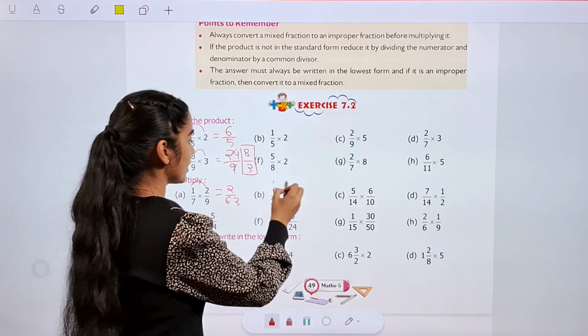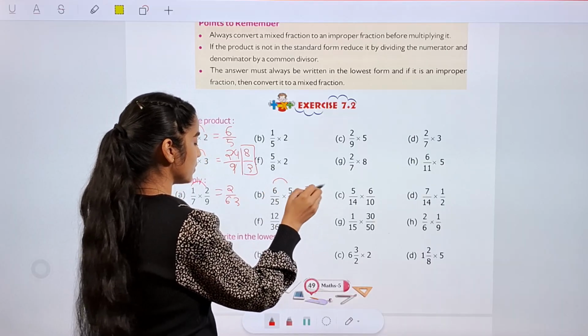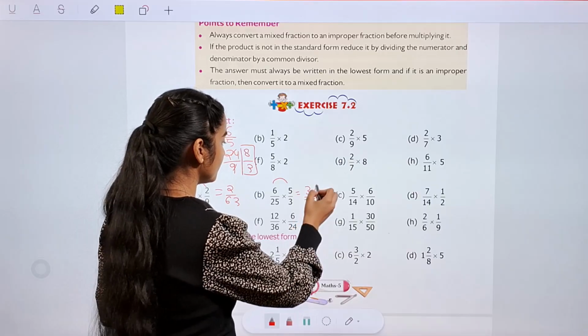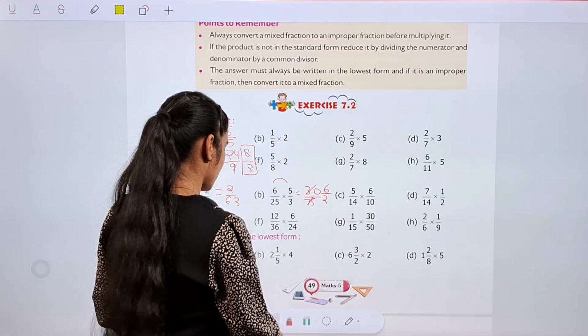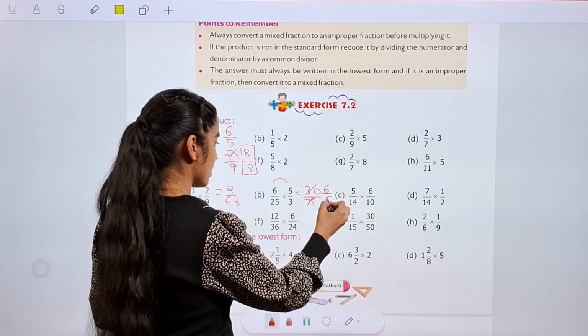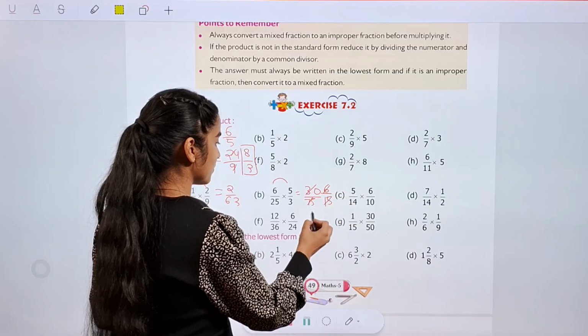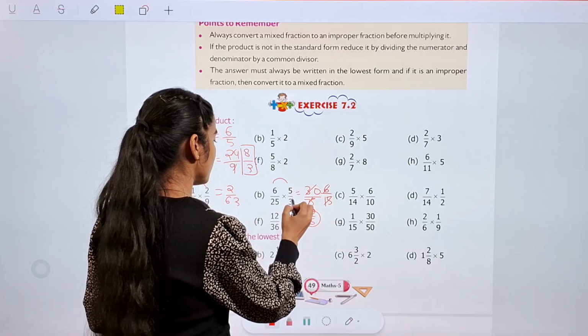Okay, 6 5s are 30, and 30 upon 75. It will be further converted into lowest form. So your answer will be 6 upon 15. It also gets further simplified to 2 upon 5. 2 upon 5, that is the simplest form for this question.